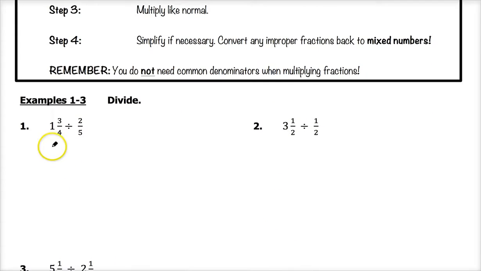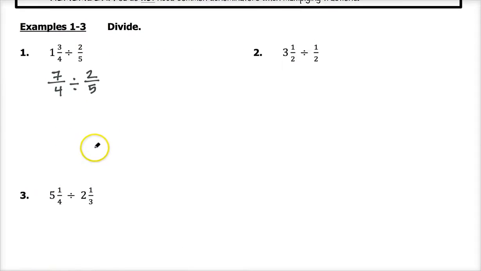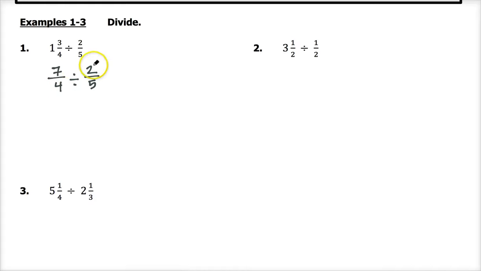Number one, we have 1 3/4 divided by 2/5. My first step is to make my mixed number 1 3/4 an improper fraction. So that's 4 times 1 plus 3, which is 7. So 7/4. And so we have 7/4 divided by 2/5. Notice I've kept it as a division problem in this first step. I just want your first step to be changing your mixed number to an improper fraction.